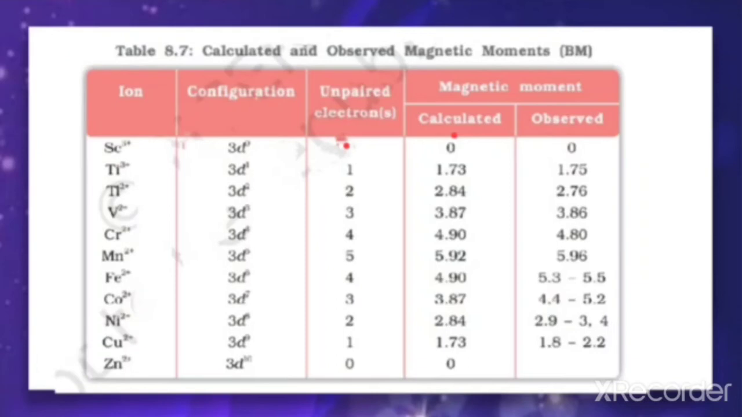Now when you look at the value for n equal to 1, what is the value of magnetic moment? 1.73. But when the value of n is equal to 2, the value of mu is 2.8. So definitely for 3, it is 3 point something, and when n is equal to 4, the value of mu is 4 point something. When the value of n is equal to 5, the value of mu will be 5 point something.